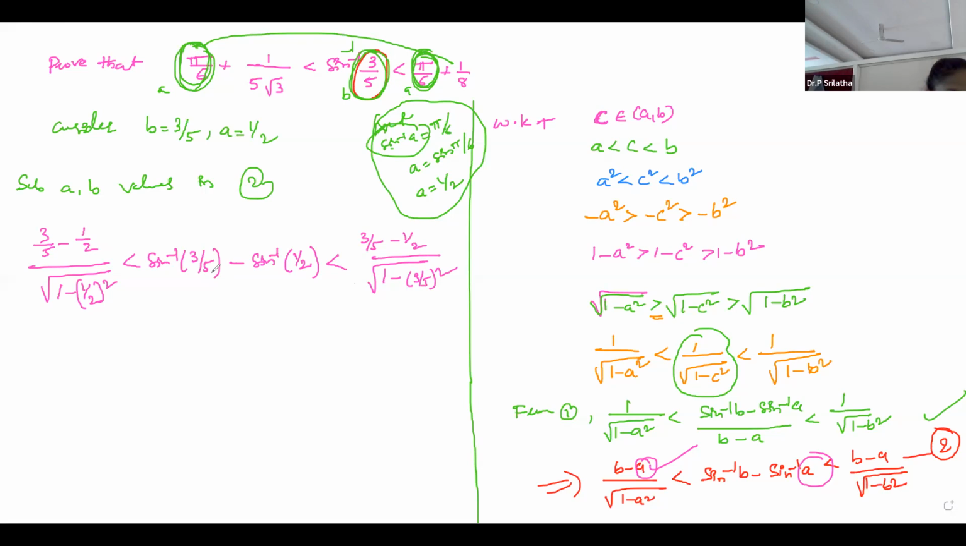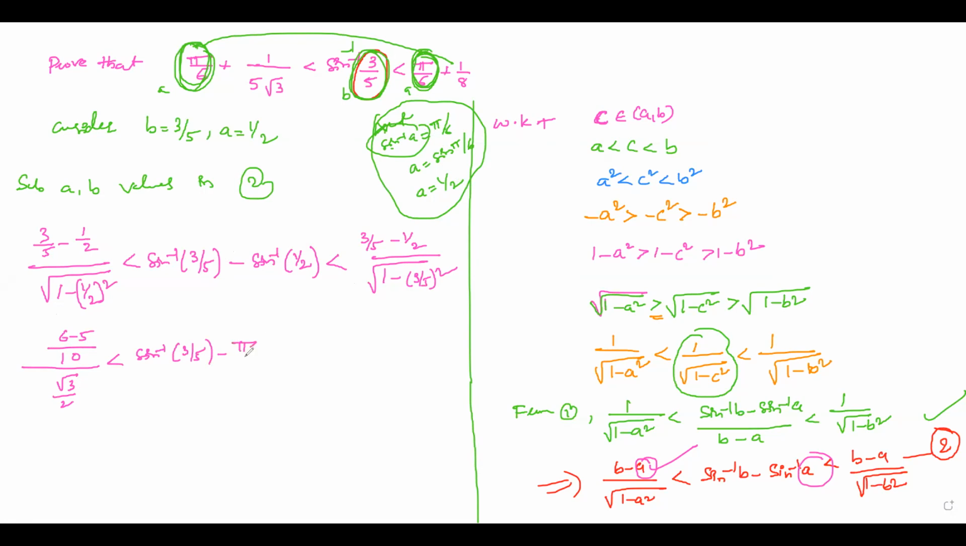So 3 by 5 minus 1 by 2 divided by under root of 1 minus 1 by 4, isn't it? That means 6 minus 5 by 10 divided by root 3 by 2, na? Root 3 by 2 is less than sine inverse 3 by 5 minus sine inverse of 1 by 2. Sine inverse of 1 by 2 is nothing but, what is the value of sine inverse? 5 by 6. Very good.